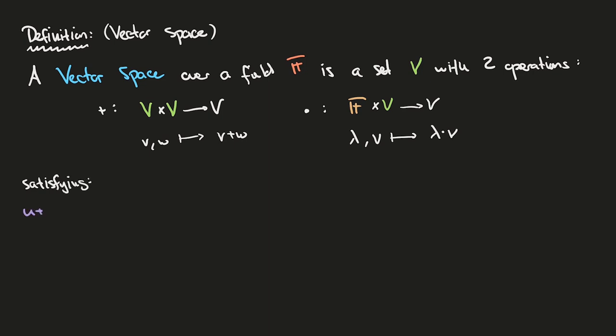First, we want addition to be associative, so (u + v) + w, bracketed in this way, should be equal to u + (v + w), bracketed in the other conceivable way, for all u, v, and w in V. Next, we also want addition to be commutative, so u + v should equal v + u for all u and v.